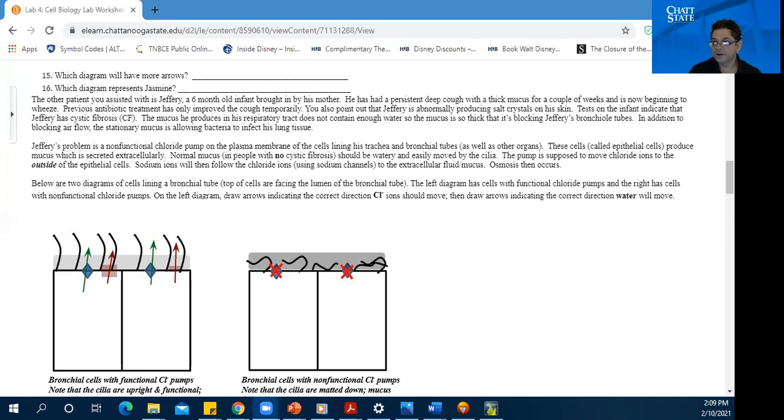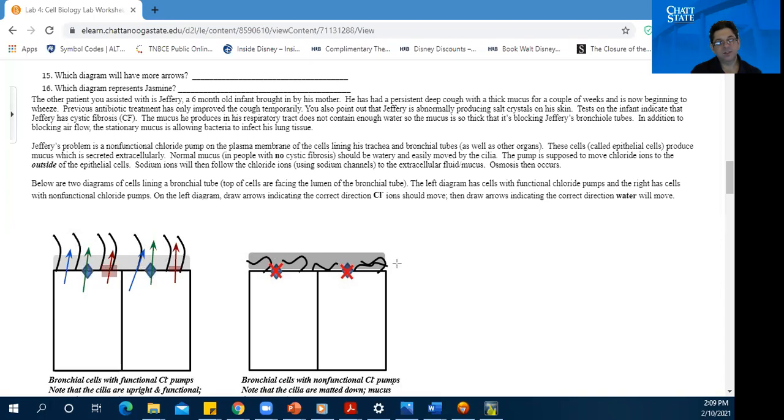Water is going to use its own channel, the aquaporin, to chase those solutes out, right? So that's what's happening in a normal state. It's going to dilute the mucus to keep that mucus flowing.